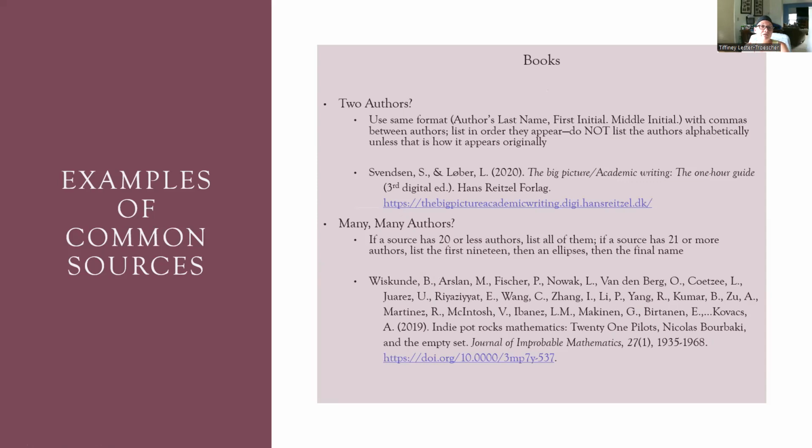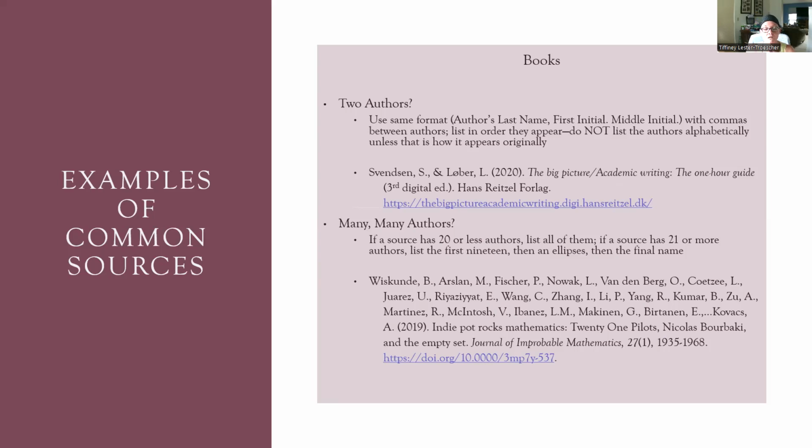What about books with two authors? Well, you pretty much use the same format, just now you have to add in an additional author. So author's last name, comma, first initial, period, middle initial, and then a comma, and then the second author's last name, comma, first initial, period, middle initial, period, right? That's it.